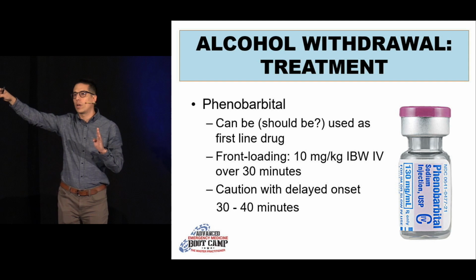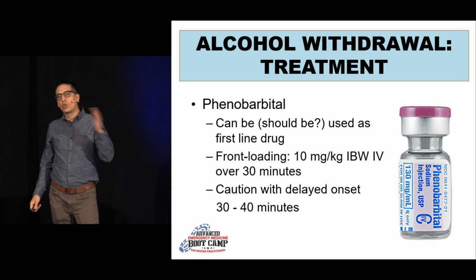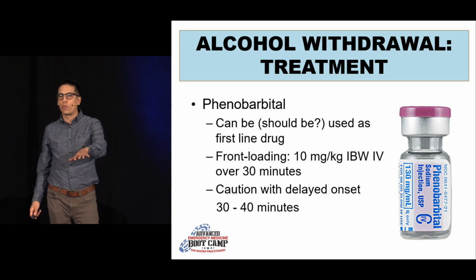Phenobarbital has an incredibly long half-life, so the ideal is that you would give 1 or 2 doses up front, and then you would never have to do anything to the patient again, and their withdrawal is treated for the better part of a week. A good starting dose, if they haven't gotten a bunch of benzos, is 10 mgs per kg IV infused over about 40, 45 minutes. The diluent can cause a little hypotension.